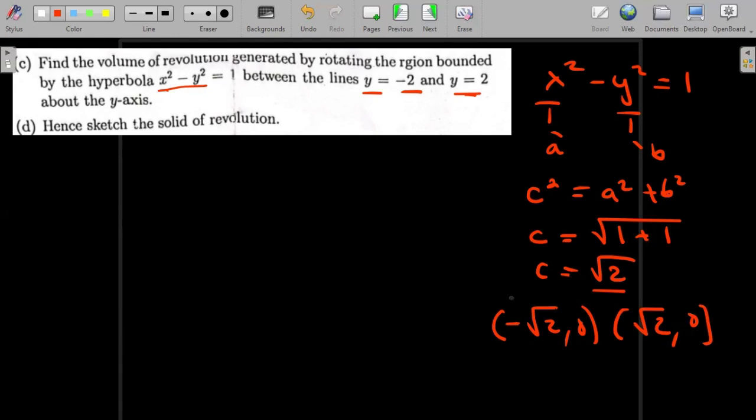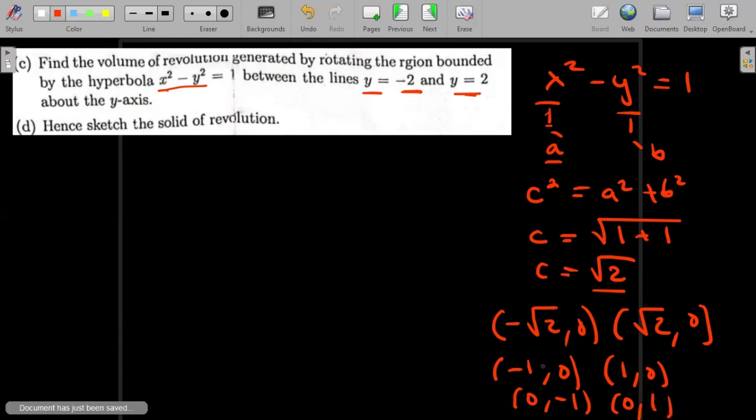Then A here is going to be in the major axis, so we're going to have -1, 0 and 1, 0, these being the vertices in the major axis. Then in the minor one as well, you're just going to have 0, -1 and 0, 1, like that. So these are going to be on the minor diagonal. Now, having these points, we can sketch our solid of revolution.